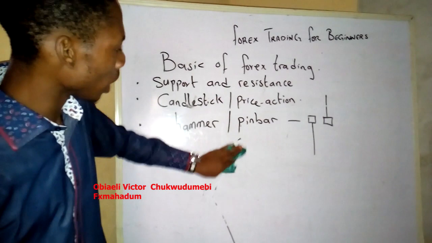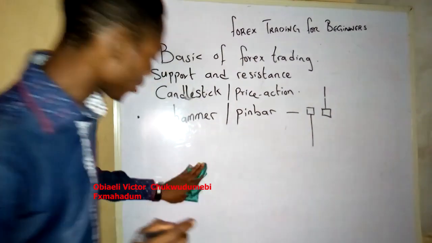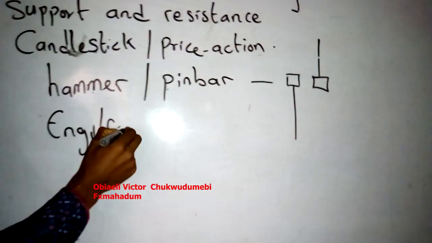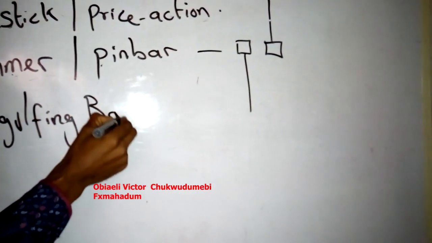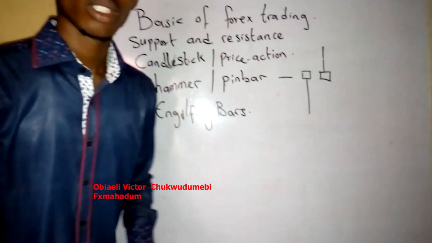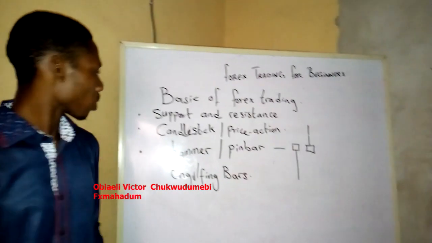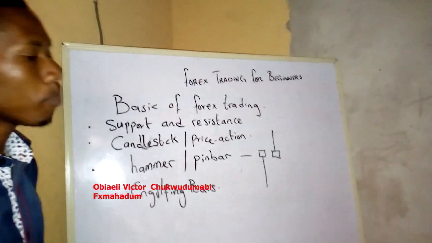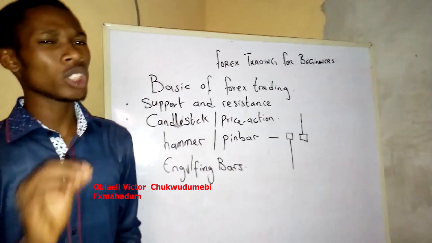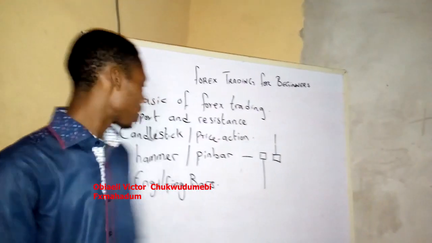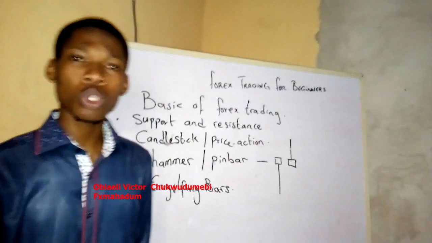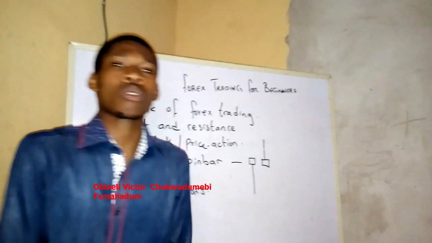The second one is the bullish engulfing or the bearish engulfing pattern. The engulfing bars. Like the name engulf, to cover up something. We have the bearish and the bullish engulfing bars. The simple logic behind this bar is this: when you see an engulfing bar, it signifies a total reversal at that particular time.